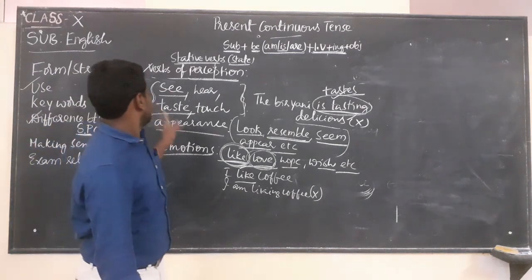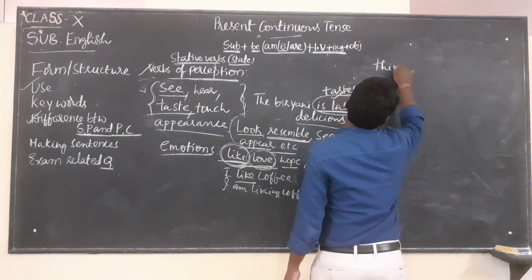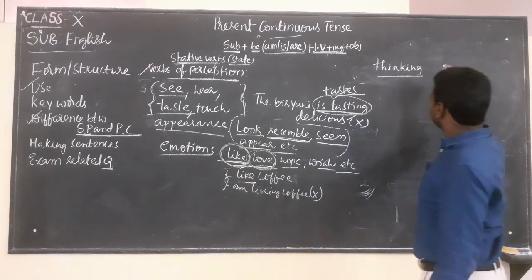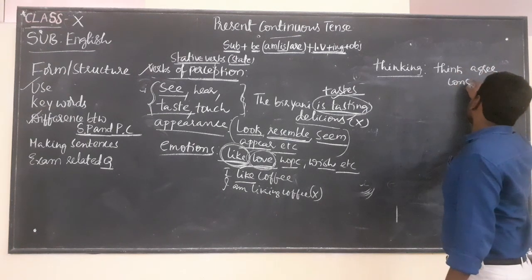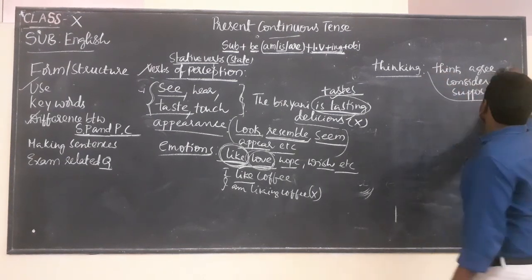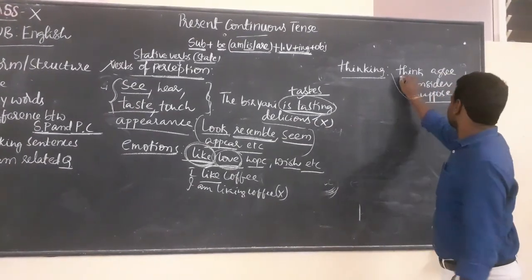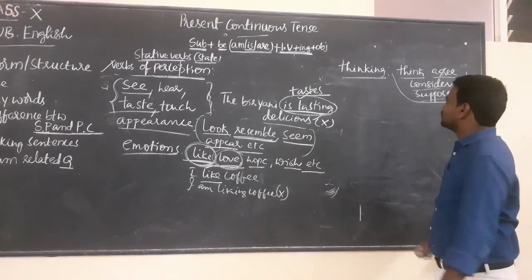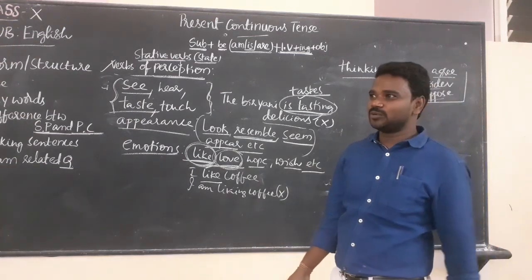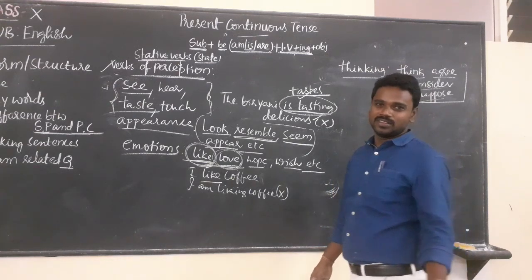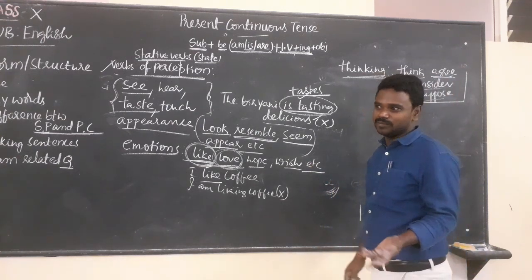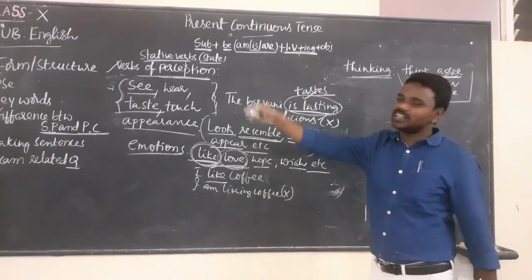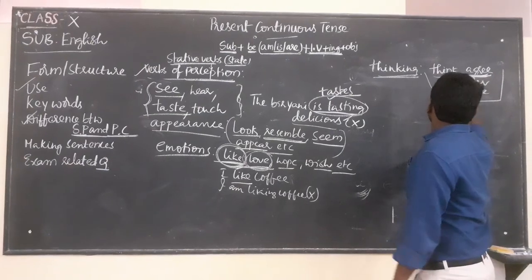Okay, so the next point is thinking. Verbs related to thinking, for example, think, agree, consider, suppose. These verbs also we should not use in present continuous tense. For example, you should not say I am thinking about you. We can say I think of you. You should not say I am agreeing with you. It's related to the state of your mind, right? I agree with you. And here, I suppose.